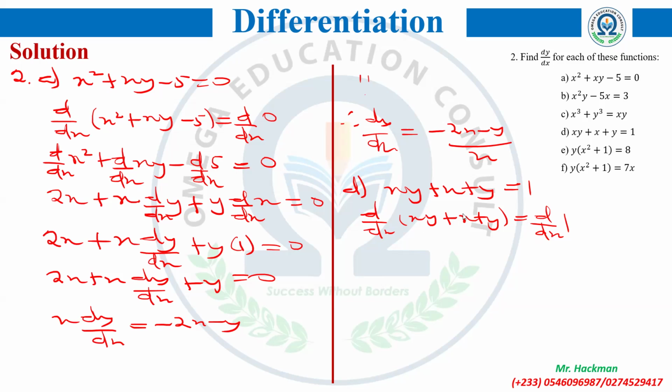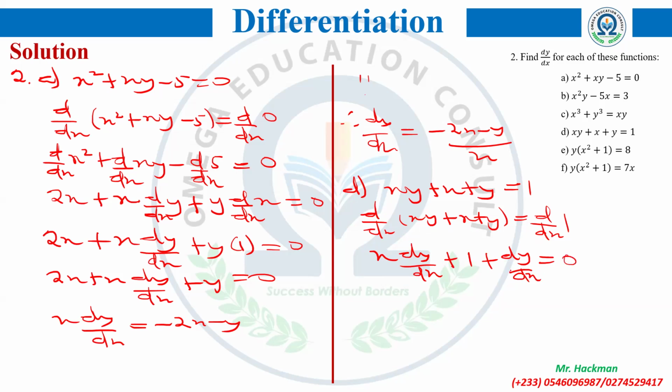I'm going to differentiate these terms, but I will do it term-wise. So this is the product of x and y, so I will use the product rule. I keep x, differentiate the y with respect to x, so that will give me d/dx of y, and that is dy/dx. Plus I will differentiate x with respect to x, and that will give me 1. Then plus, I'll find d/dx of y, which will give me dy/dx. And that will be equal to d/dx of 1, that is 0.